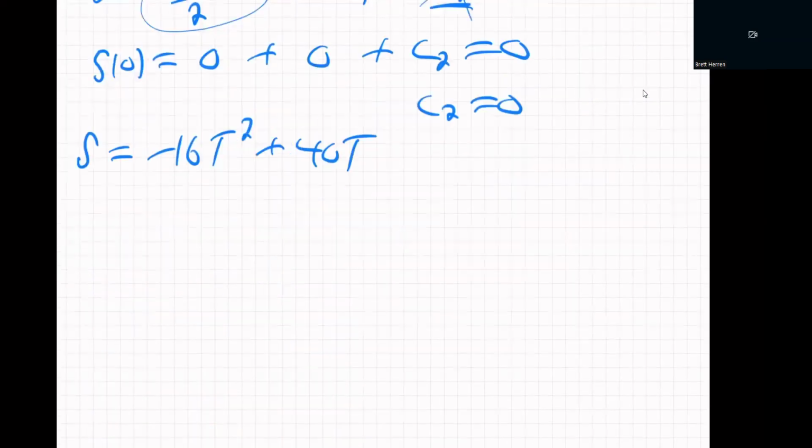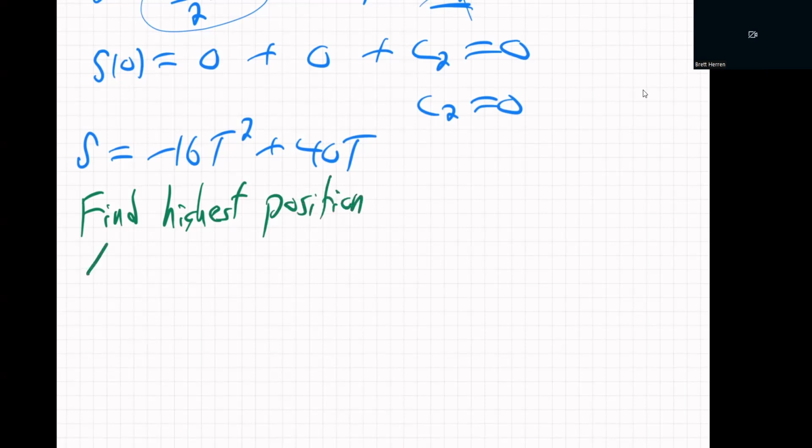Meaning the highest height. So find the highest position. In other words, maximize S. Find the maximum S. How do you maximize an equation? You take the derivative. So I'm going to take the derivative and set it equal to 0.